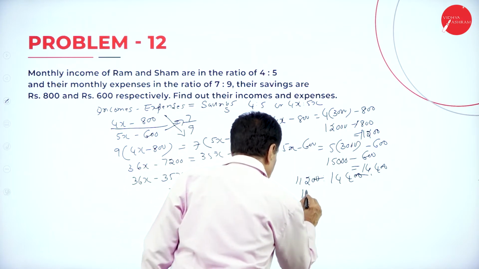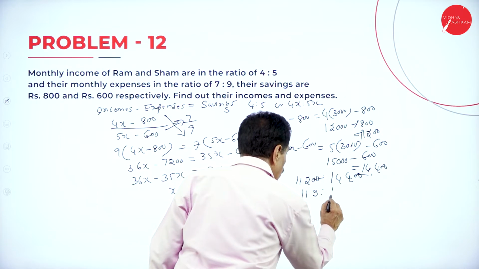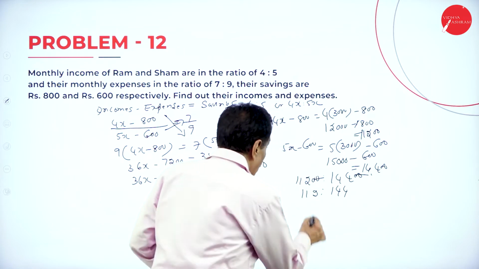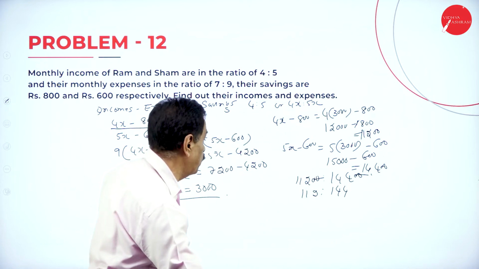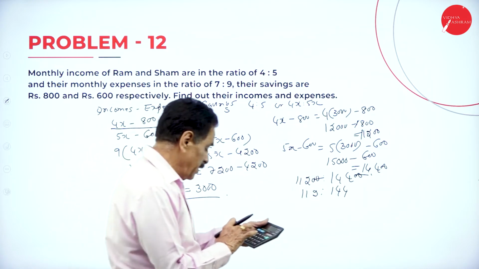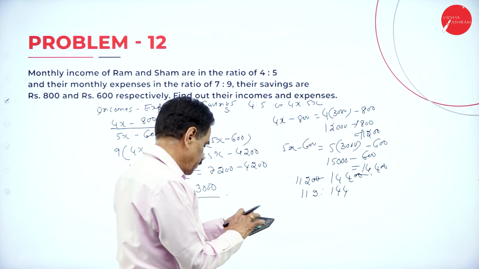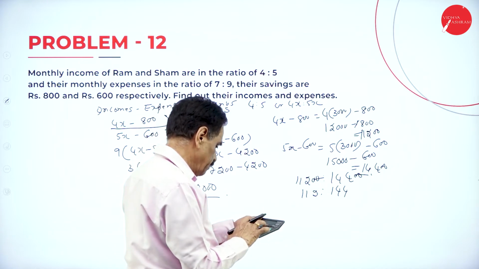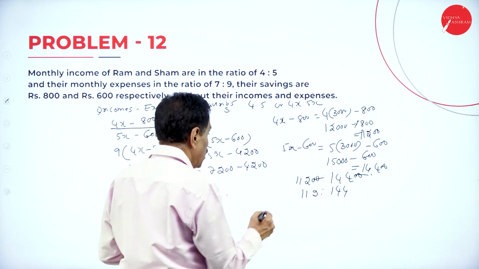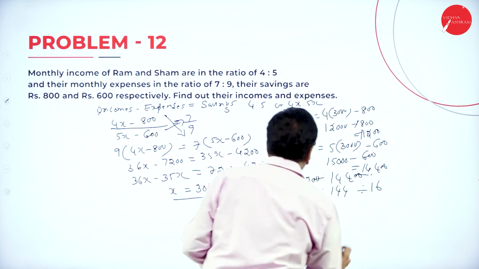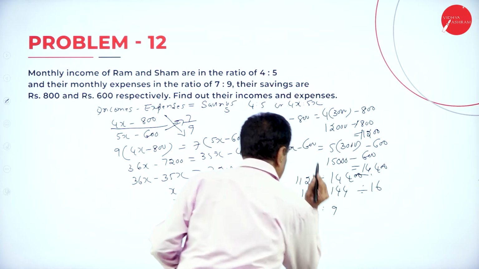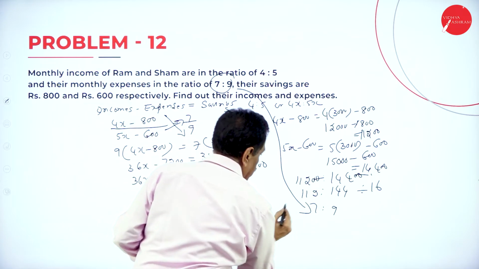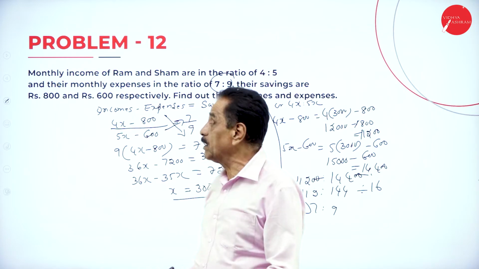This is 112 is to 144. So is it divisible? By 16. 112 divided by 16 is 7, and 144 divided by 16 is 9. So they are in the ratio of 7:9. This has come out. We'll move on to the next problem now.